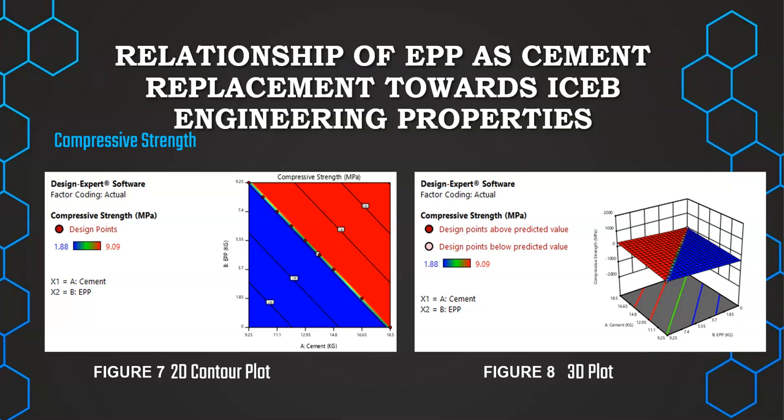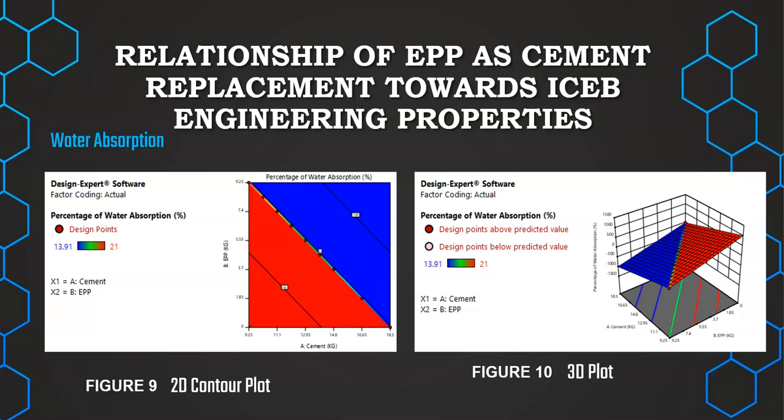From figure 7, the change in color from blue to red indicates an increase in compressive strength value. Therefore, it can be deduced that a high proportion of SBEA and a low proportion of cement result in a low ICEB compressive strength value. Meanwhile, in figure 8, it can be inferred that the proportion of cement is a more dominant factor in affecting the compressive strength of the ICEB compared to the proportion of SBEA. And similarly for water absorption, it can be seen that high SBEA content in the ICEB has resulted in a high water absorption value, as shown in figure 9. The 3D plot shows that compared to the cement proportion, the SBEA proportion is more important in influencing the ICEB water absorption.